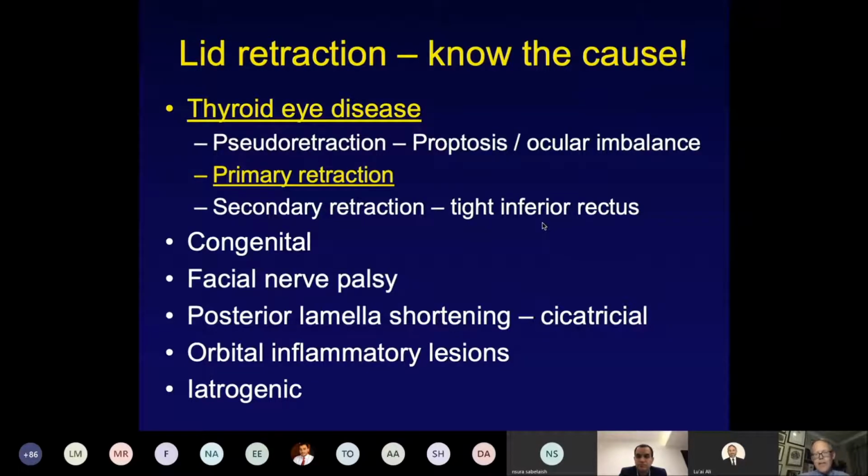Orbital inflammatory lesions, and do think cicatrizing processes in the orbit, and of course iatrogenic, such as apraclonidine, which can be used for somebody who's got a ptosis due to botulinum toxin, for example. You can actually help the lid go up a bit further if you need to with drugs. And of course, that's also the case with adrenaline, as Kasim so nicely showed you earlier on.